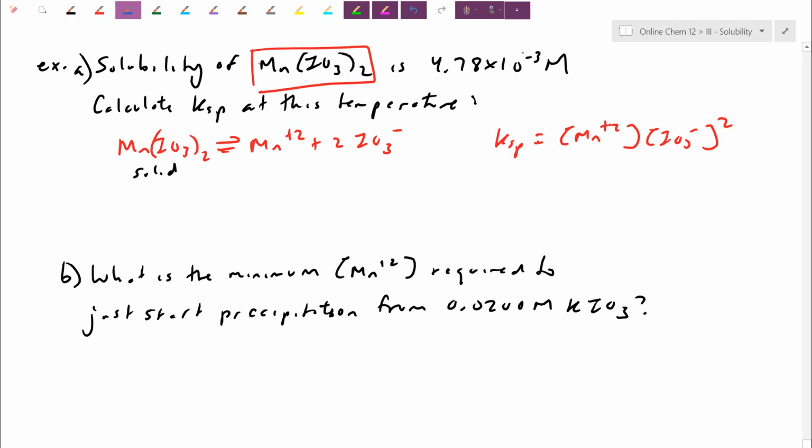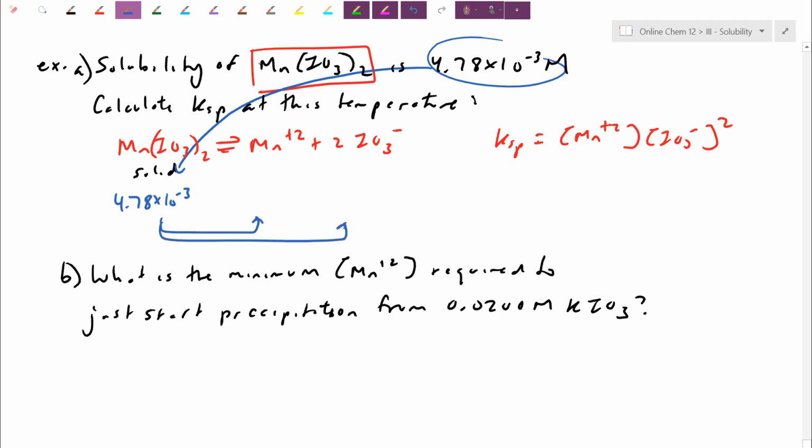Again, I'm going to remind you, solubility describes your solid. So in this case, your solubility is a number that goes here, 4.78 times 10 to the negative 3. Okay. If I'm starting off with this much solid here, the Mn and the iodate are going to follow the mole ratio. So the manganese here is going to be 4.78 times 10 to the negative 3. I'm going to double this number, 4.78 e negative 3 times 2. This gives me 9.56 times 10 to the negative 3. So it follows the mole ratio as long as I assume it's dissolving.